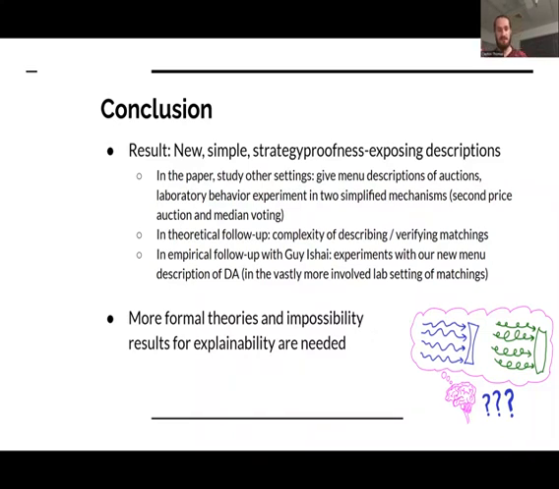I really like this direction still after working on it for a while, but I really think that more formal theories of explainability are needed, and really impossibility results can help to guide the way towards new ideas, new avenues, as I hope I hinted at throughout this talk. Thinking about what you can't do can really guide you, and I'm excited to see where that goes.